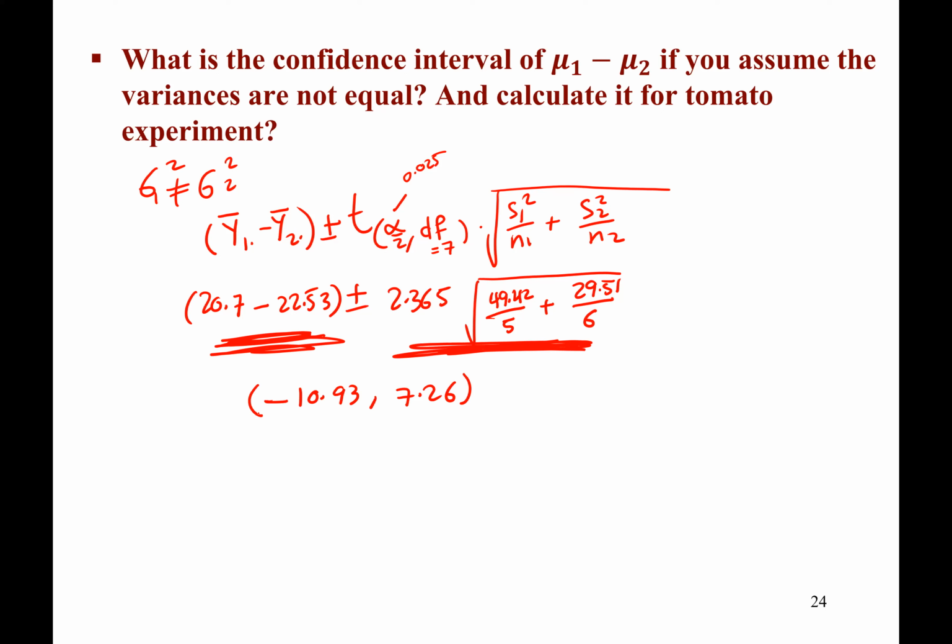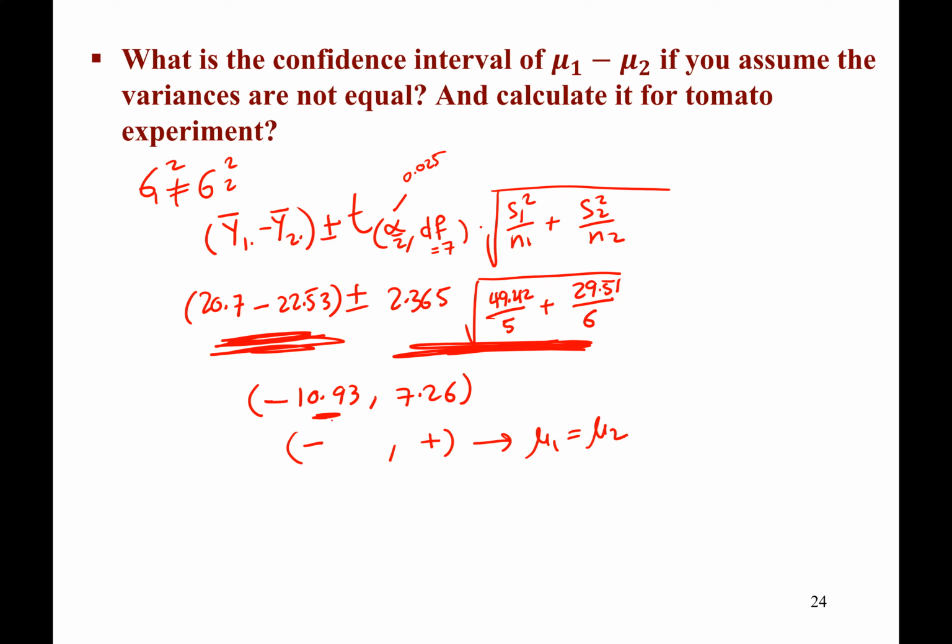So this is the lower limit and upper limit of the confidence interval of mu1 minus mu2 at confidence level 95%. And I see the lower limit is negative and the upper limit is positive. So again, I conclude that mu1 equals mu2. So we fail to reject H0.